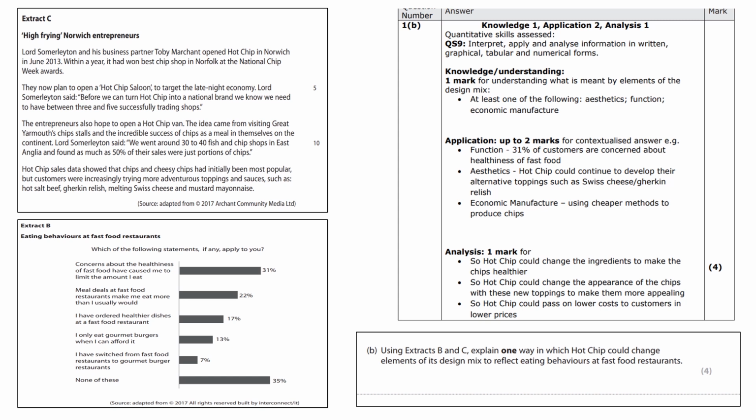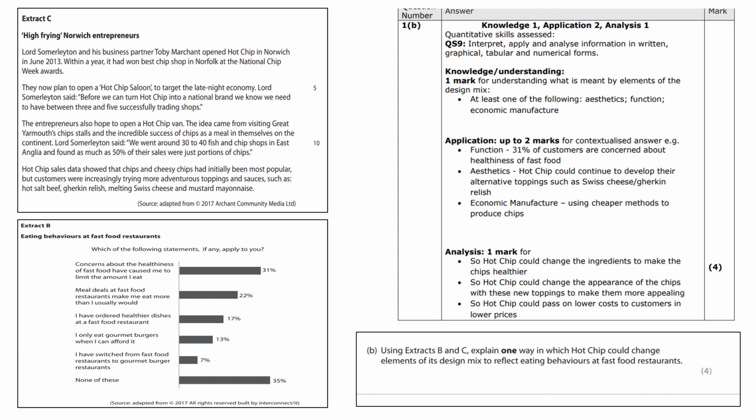For application, in the question it states that you need to make reference to extract B and C. So we need to make 1 reference to extract B and 1 reference to extract C. Now you've got 3 examples here in the mark scheme, but you would only need to use 2. So let's look at function first.